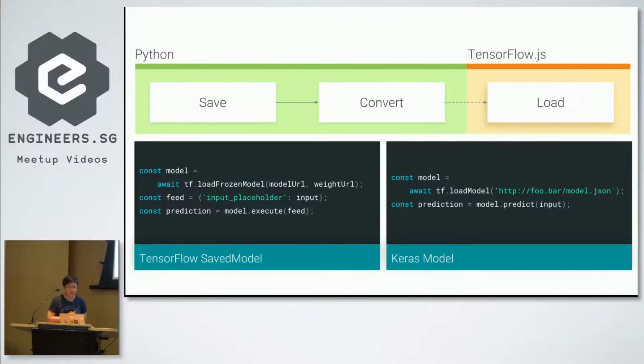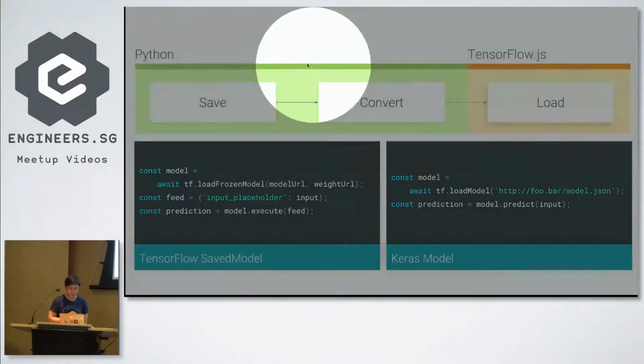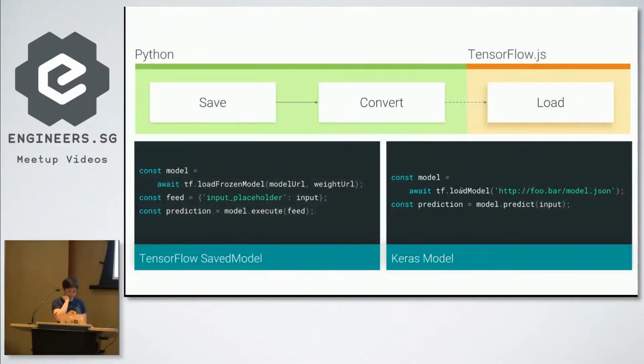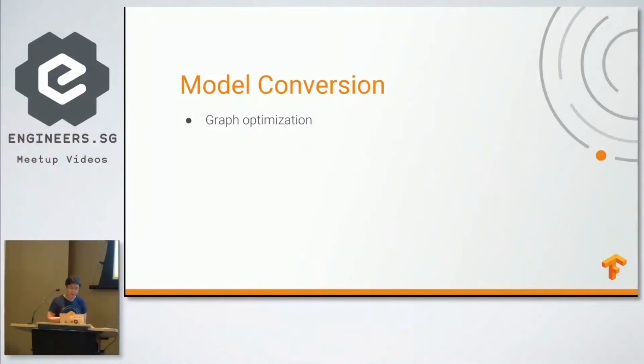So for a TensorFlow model, you would call load frozen model right here. For Keras, you would call load model. The difference is that a TensorFlow saved model is already very low level, so it doesn't allow you to retrain the model. You can only make predictions using the TensorFlow model. But with a Keras model, because most of them use a higher level API, you can actually retrain the model that you imported from Keras.